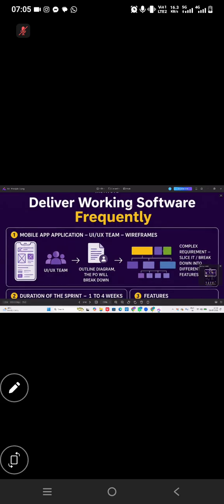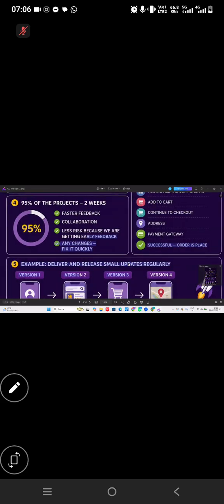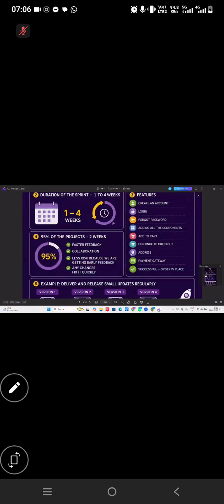The third one is deliver working software frequently. How frequently are we delivering the working software here in Agile? Every two weeks. Yes, very good. At the end of each sprint, we are going to deliver the working software. So here also it is the same. We are following the two-week sprint. I have mentioned, guys, even the reasons why we take this two-week timeline. Deliver working software frequently means at the end of each sprint, we are going to deliver the working software.